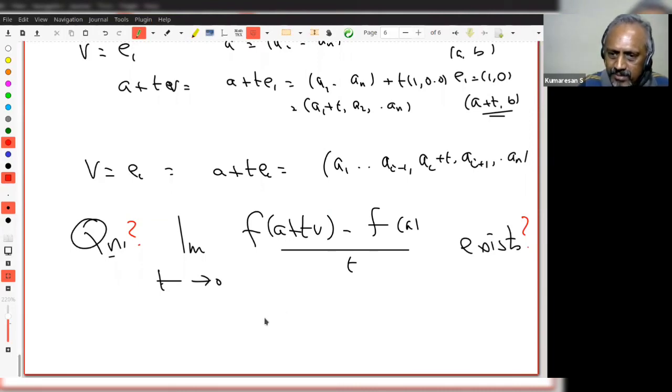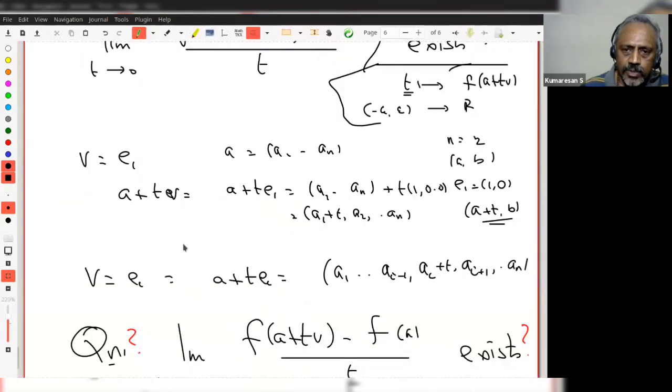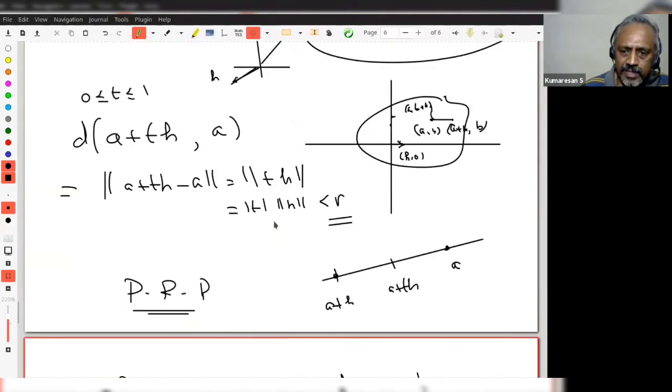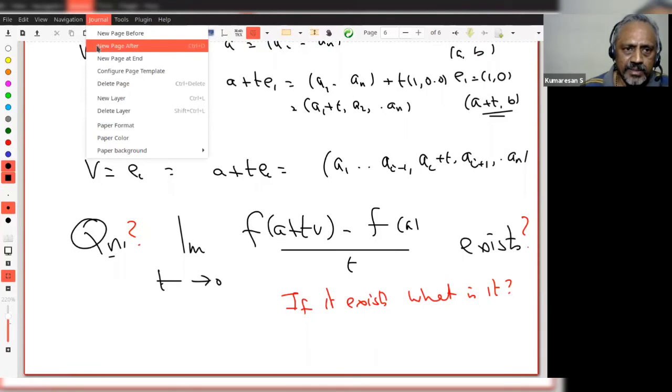Sir, it will exist. Very good. Now remember, if it exists, it must be a real number, right? Because this is a real number, this is a real number, this is a real number, therefore the limit, if it exists, is a real number. So if it exists, then I should know what it is. The only thing I know is that the derivative exists. Because f is differentiable at a, therefore I will try to make use of that.